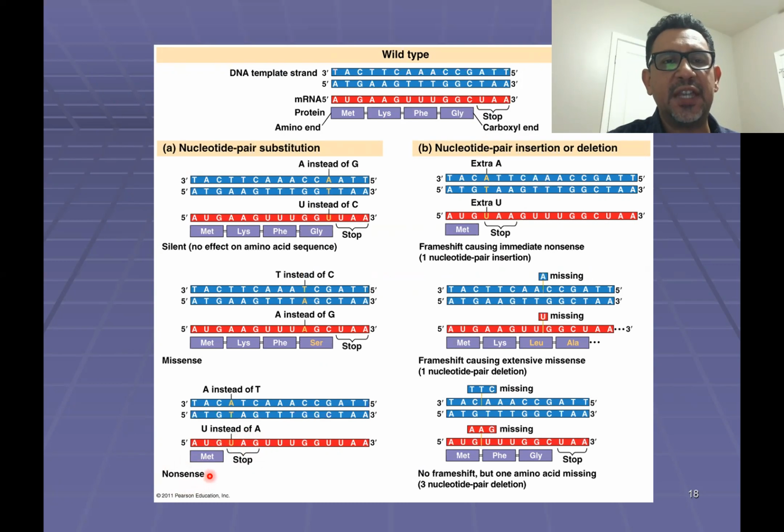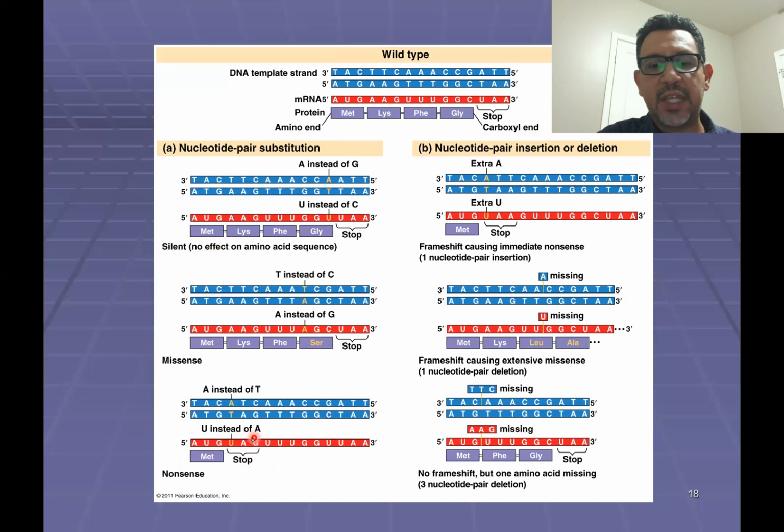And so notice that the effects of these base substitutions can be categorized as silent, if there is no consequence to the phenotype because the right polypeptide still forms. Missense means that one of the amino acids is incorrect, and nonsense means that there is a premature stop codon that is terminating too early the assembly of a polypeptide.